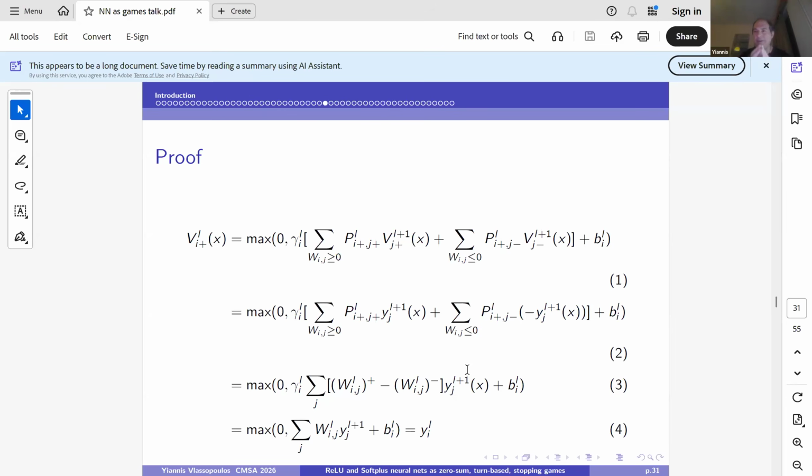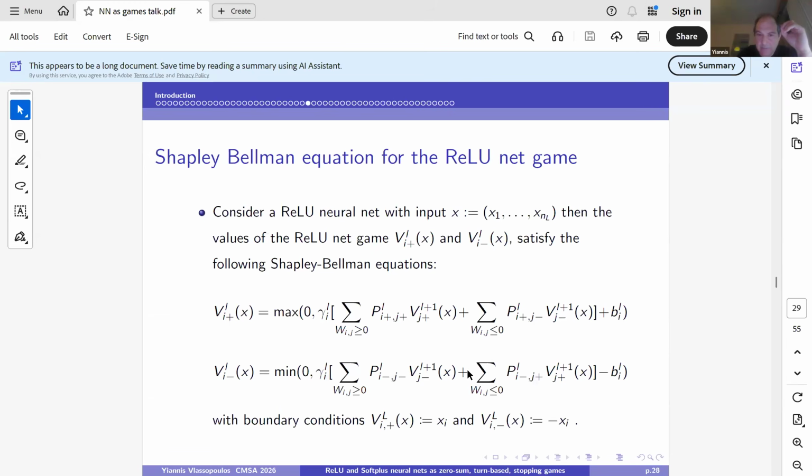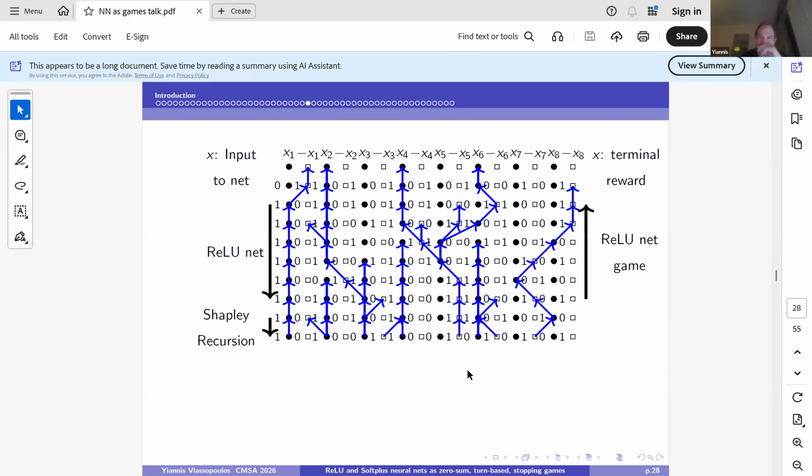So one thing that we can use the fact that, well, actually, let me point something out. In fact, the way we define the game, and let me go back to the game picture. Here's the game picture. As you can see, the terminal rewards are basically xi and minus xi. That's when this gives you the output of the ReLU net. But nobody's stopping us from taking different terminal rewards.